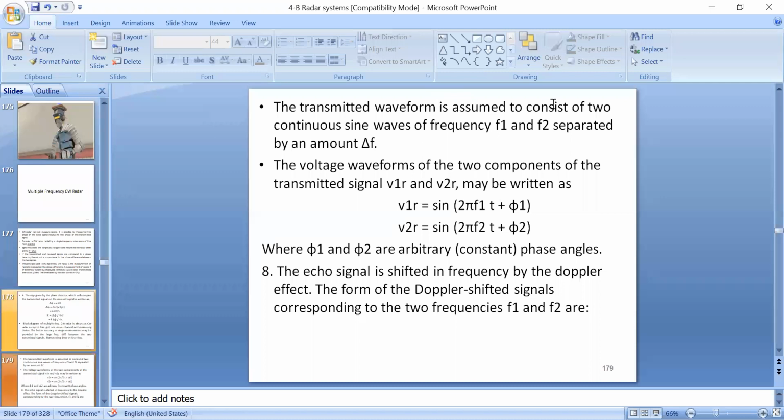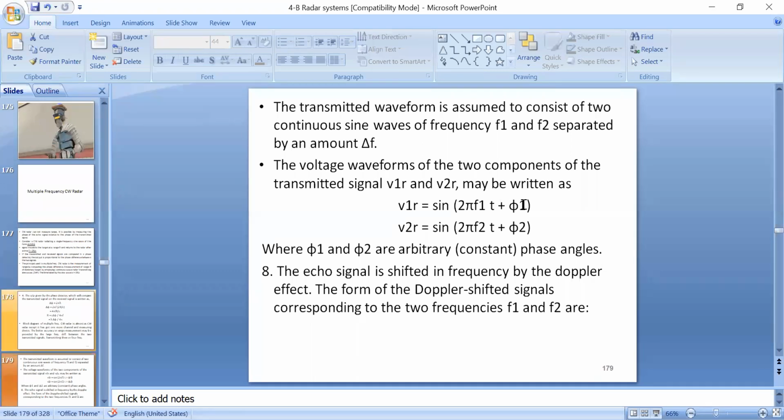The transmitted waveform is assumed to consist of two continuous sine waves of frequencies F1 and F2, separated by a frequency difference del f, right? The voltage waveforms of the two components of the transmitted signals are V1R and V2R. Here we are talking with respect to moving targets, that's why we express these with relative velocities V1R, V2R. V1R is given as sine of 2 pi f1t plus phi 1, where phi 1 is the phase of the first transmitted signal, right?